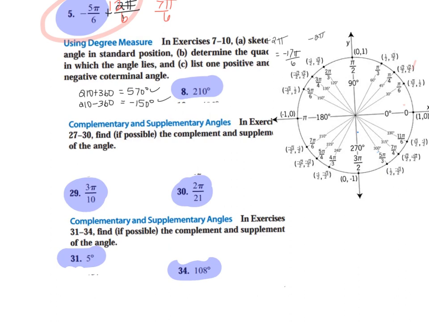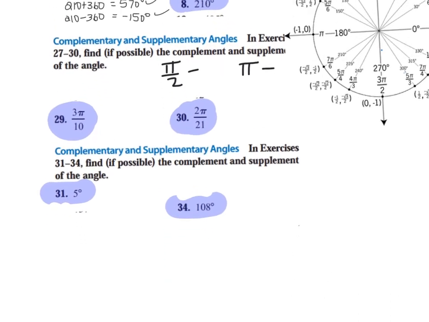Down here, when I come to this question, they say complement and supplement. Complement and supplement means 90 and 180. If you're finding a complement and we are in radians, you're going to say pi over 2 minus the angle. If you want to find the supplement, it's pi minus the angle. Always put pi over 2 or pi first. So I'm going to go down here and do 29.